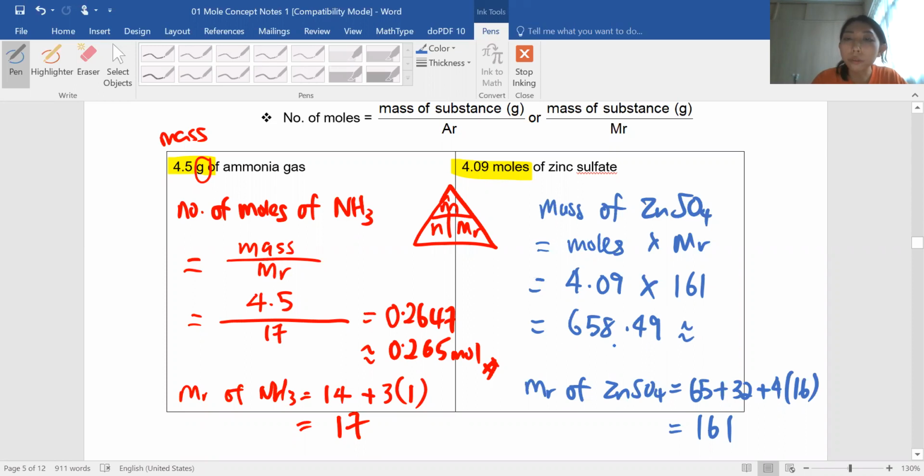Let's always give the full number here first before we round it off to 3 significant figures, which is 658 grams, because we are finding mass.